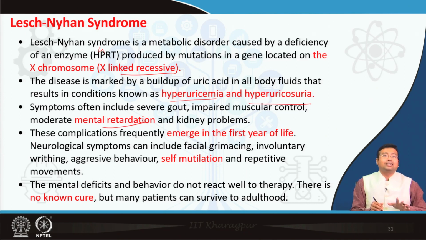The disease presents very early, in the first year of life, and the symptoms are mainly neurological since it is affecting the brain. It includes facial grimacing, involuntary writhing, the baby coils onto himself, aggressive behavior, self mutilation, the baby bites his or her fingers, and repetitive movements. And the bad thing is there is no known cure. However, some cases with mild deficiency may proceed to adulthood.